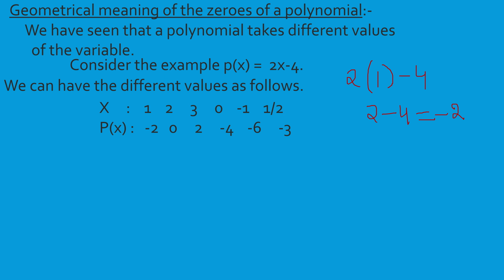So likewise, you can take different values, right? Values 2, 3, 0, minus 1, half. Here I've taken different values. What you can do is, you can take 2 positive and 2 negative values.